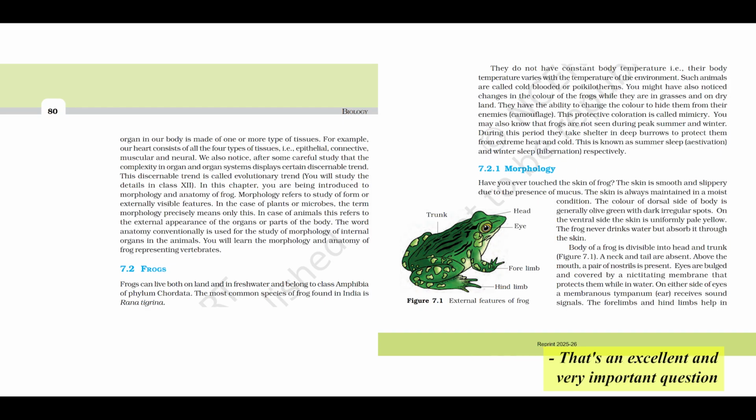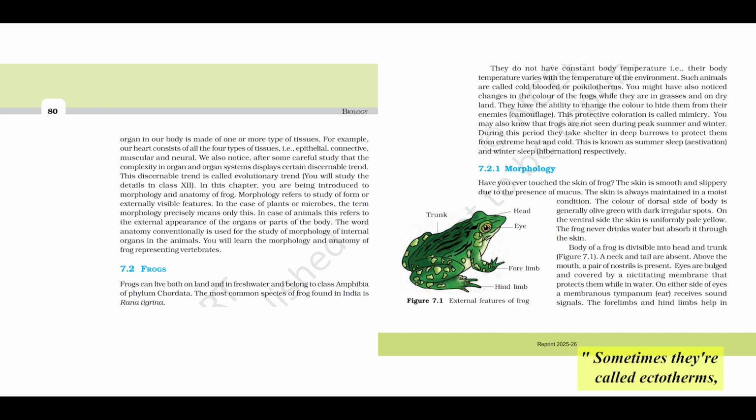That's an excellent and very important question for conceptual clarity, because cold-blooded is, well, a casual term for a precise scientific concept. In an exam context, you need to use the correct scientific terminology. Frogs do not have a constant body temperature. Their internal body temperature fluctuates directly with the temperature of their surrounding environment. Such animals are scientifically termed poikilotherms, that's poikilotherms.